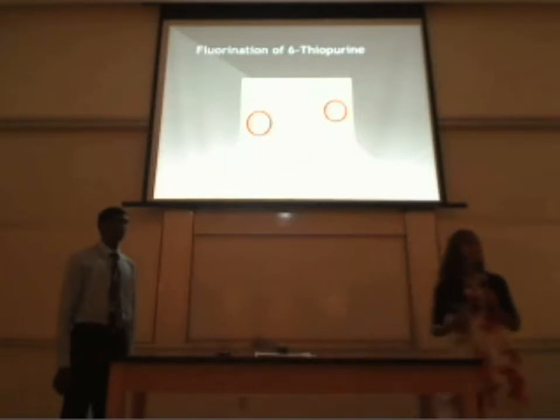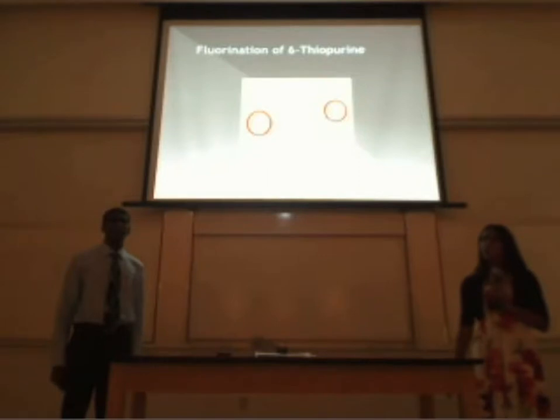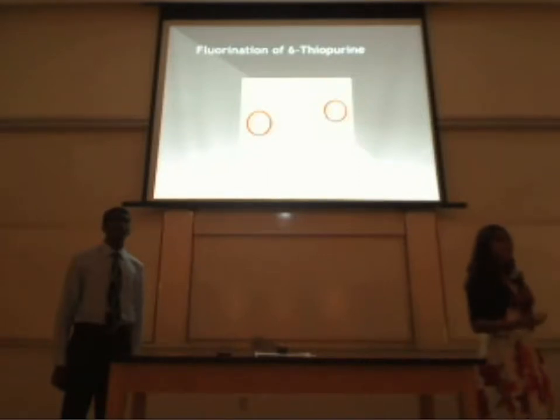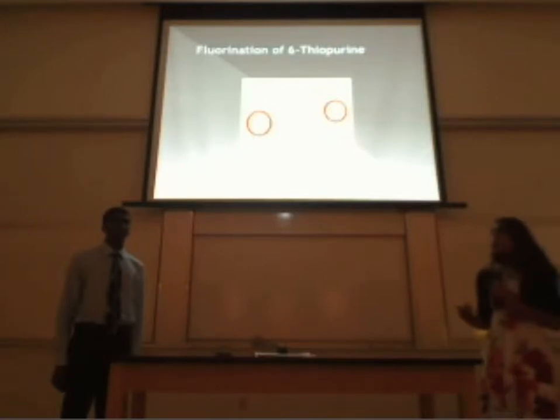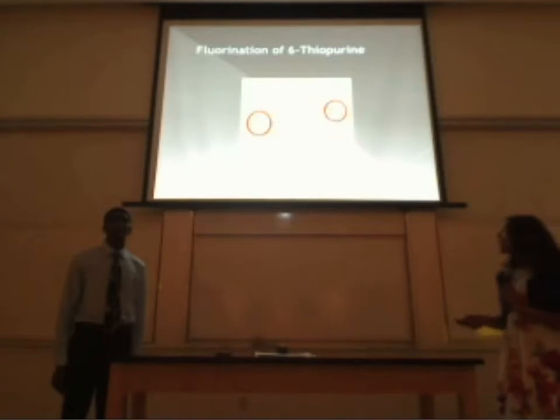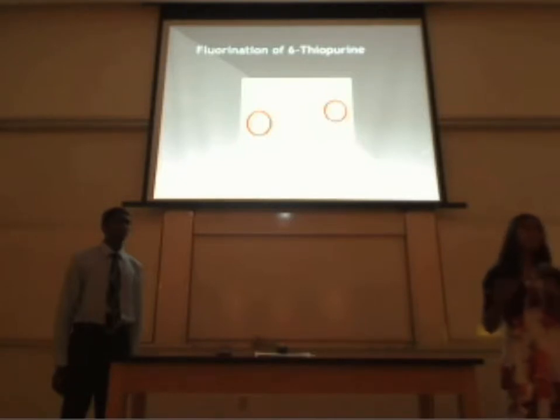The main purpose of our research was to find a way to synthesize a slightly altered version of 6-thiopurine that would have anti-cancer properties but would not have those dangerous side effects. In order to do this, we looked into methods of fluorination, in which the hydrogen at position 2 or position 8 of the thiopurine is substituted with a fluorine atom.